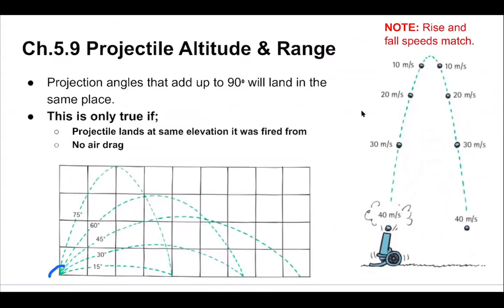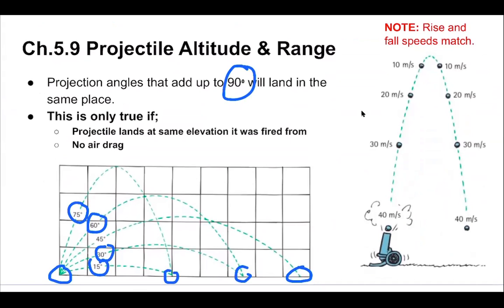Assuming you're firing from a level point, so let's say an elevation of 0 meters, and your projectiles are landing at that exact same elevation, then any angles that add up to 90 degrees, so for example, if you fired at 30 or 60, right? So 60 degrees and 30 degrees will land in the same spot, or 75 and 15 will land in the same spot, which I think is pretty nifty.